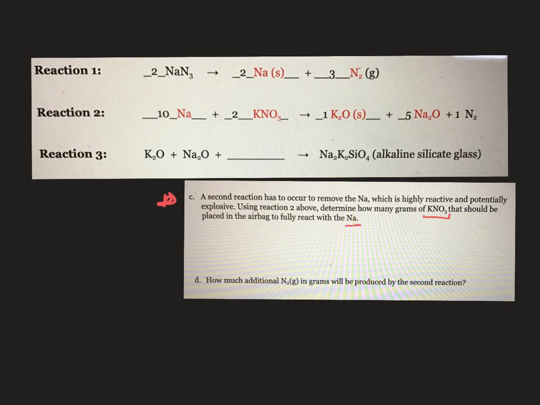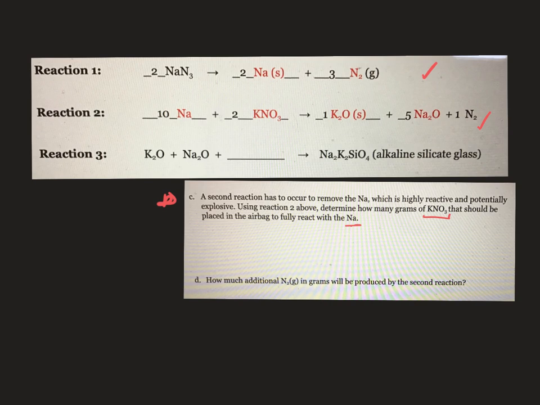Okay, so in the first part of the calculation, you determine how much sodium was produced, and now you have to use reaction 2 to figure out how much potassium nitrate is used to, what's the word I'm looking for? Used to react all the sodium that was produced in reaction 1. Okay, so here we go.